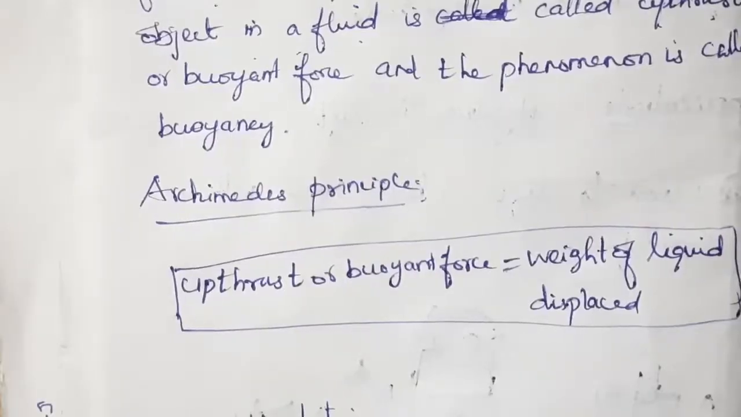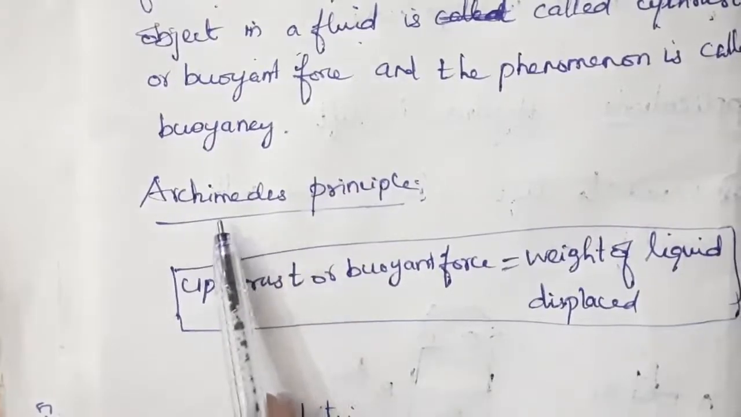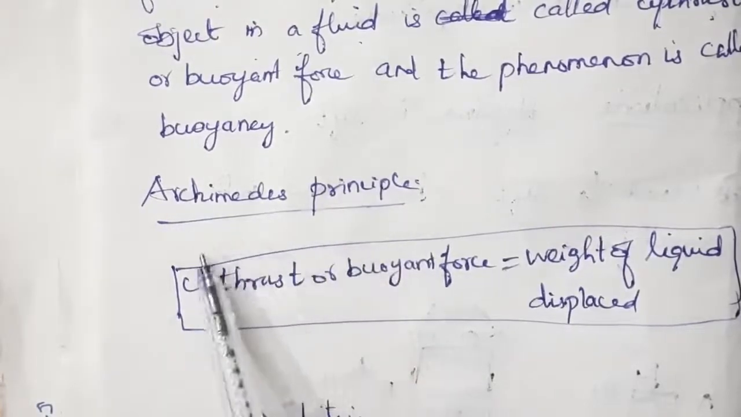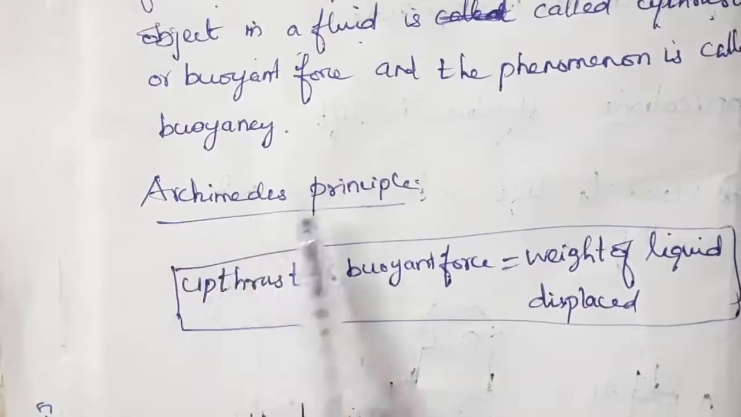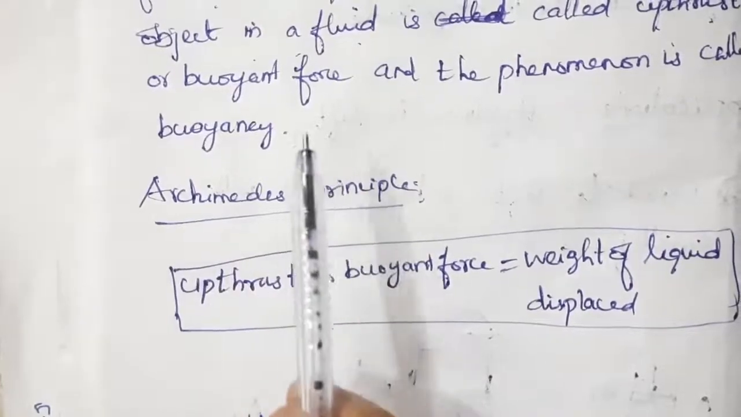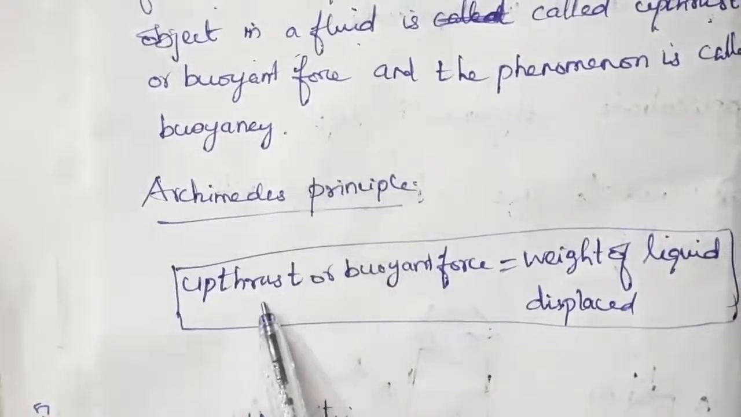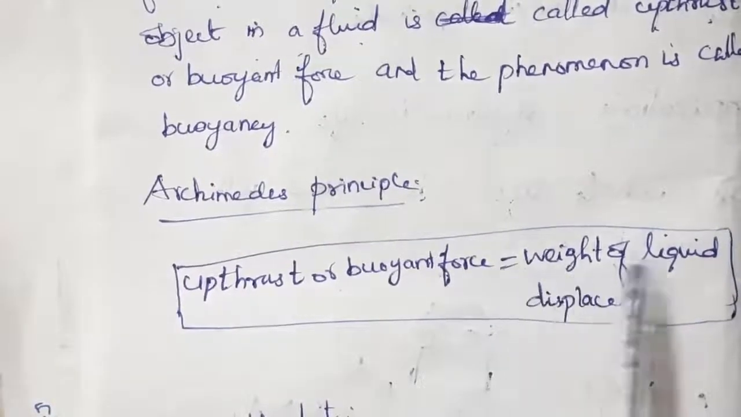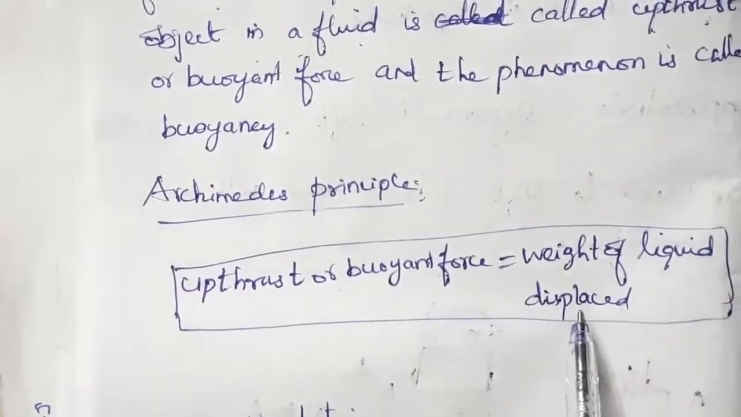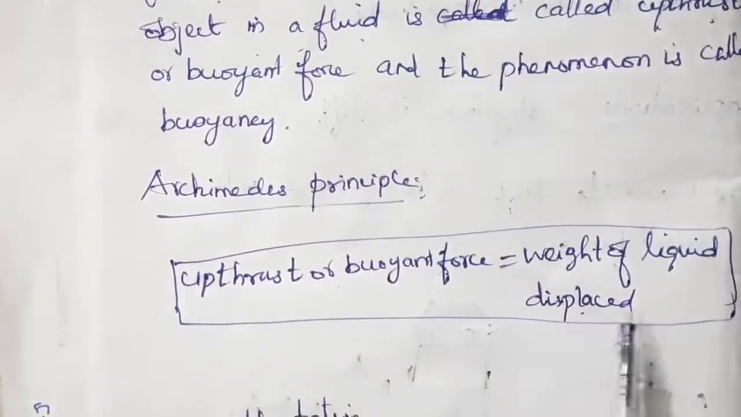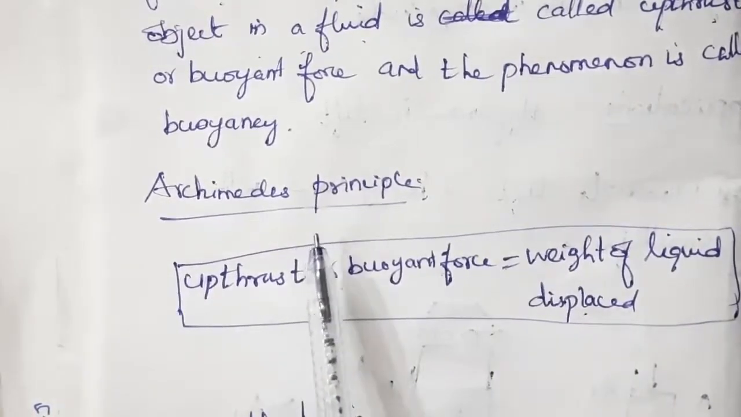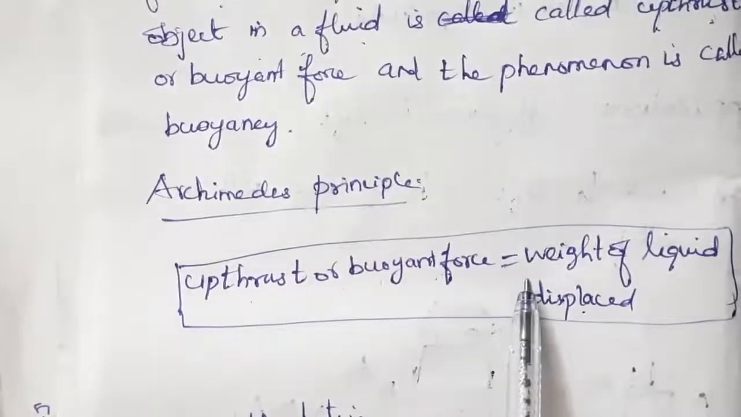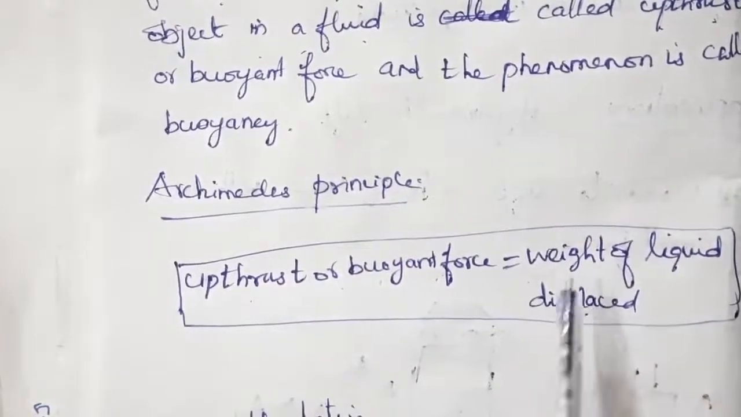In continuation with that, we have to understand Archimedes' principle. This also you may have learned in the lower classes. According to the scientist Archimedes' principle, the upthrust or buoyant force will be equal to the weight of the liquid displaced. This was explained by Archimedes. Okay, upthrust or buoyant force is equal to the weight of the liquid displaced.